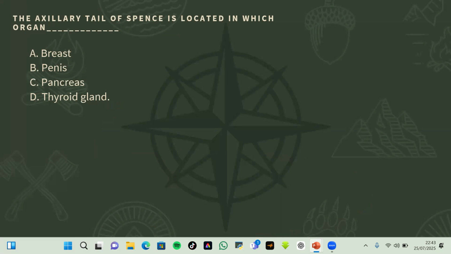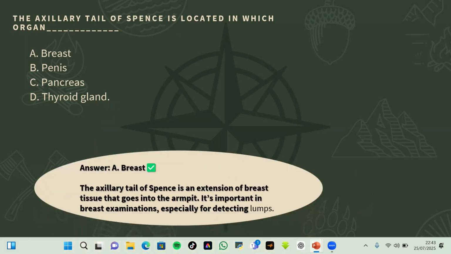The axillary tail of Spence is located in which organ? A, breast, B, penis, C, pancreas, D, thyroid gland. The breast. The axillary tail of Spence is an extension of the breast tissue that goes into the armpit. It is important in breast examination, especially when looking out for or detecting lumps.